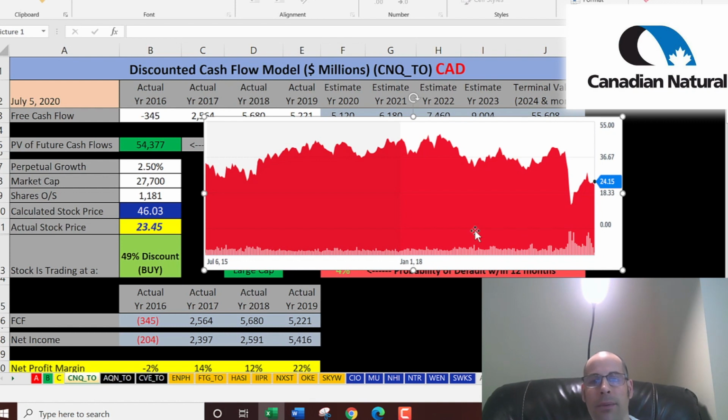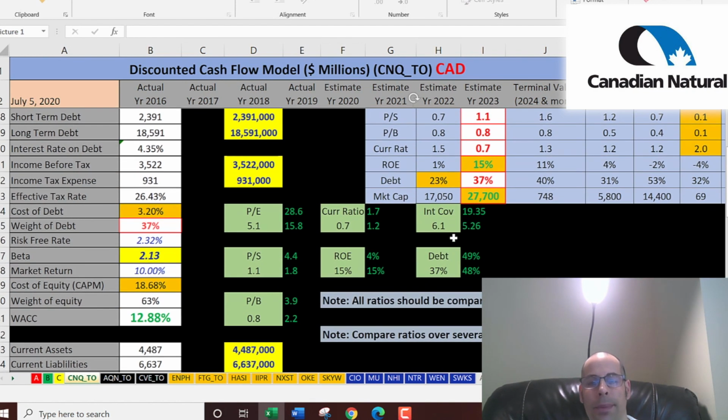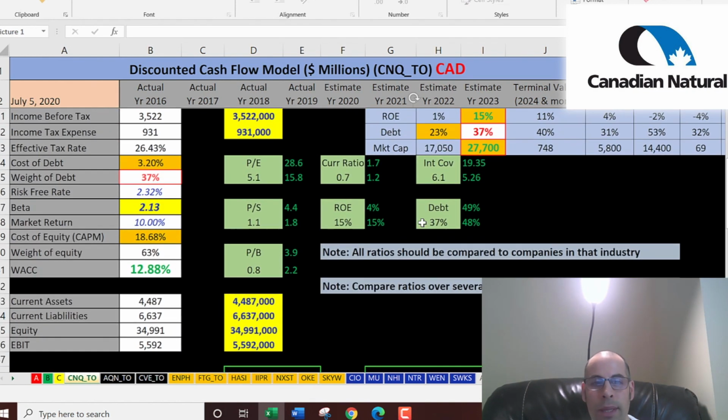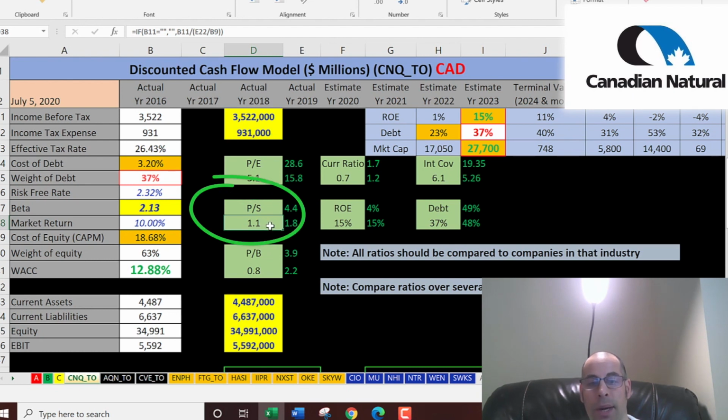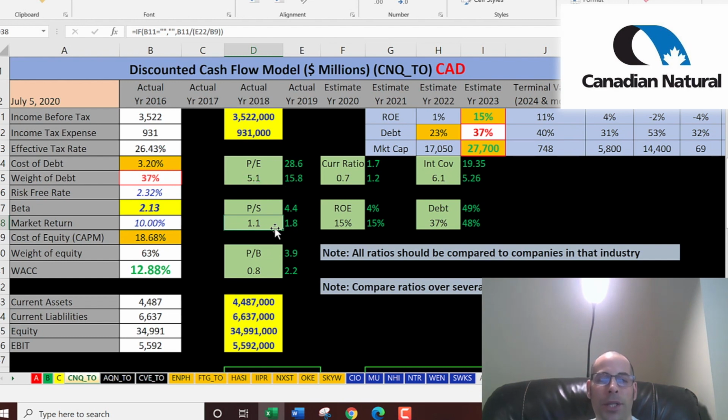Now let's look at the ratios of the company. This will help us get more information. Really good PE of 5.1. That's price of stock over earnings per share. They have a really good price to sales also, of 1.1. That's price of stock over sales per share. If the stock price didn't come down so much, these ratios wouldn't look so good, but they look a lot more appealing now with the lower stock price.